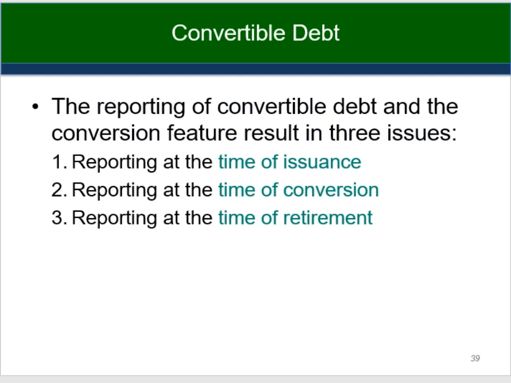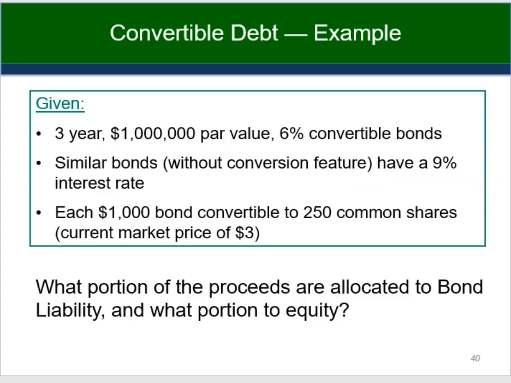So we need to talk about the reporting at the time of issuance, the time of conversion, and the time of retirement. So we'll look at the example here. So we have a 3-year $1 million par value, 6% interest convertible bond. So the 6% is the coupon. Similar bonds without the conversion feature have a 9% interest rate. So that's essentially the market yield.